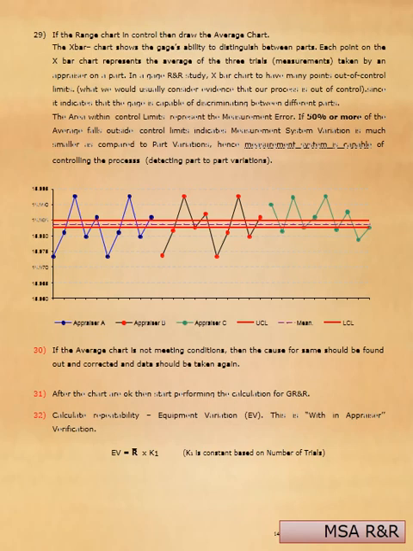If the average chart is not meeting conditions, then the cause should be found and corrected, and the data should be taken again. After the charts are working, then start performing the calculation of R and R. Calculate repeatability, equipment variation. This is also within-operator variation. EV equals R bar times K1. K1 is based on the number of trials.